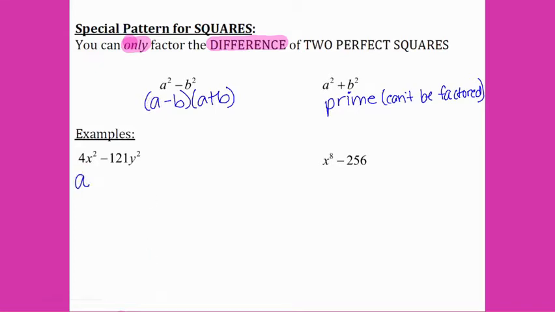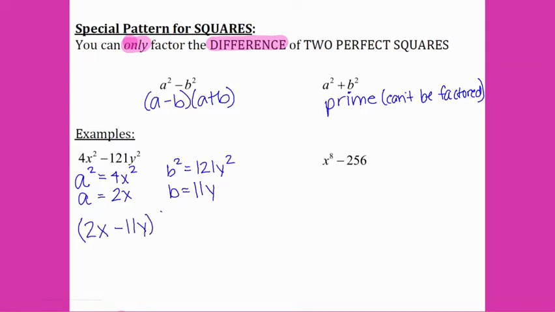So if a squared is 4x squared, then a would be 2x. If b squared is 121y squared, we take the square root, b would be 11y. Therefore, our factors are 2x minus 11y and 2x plus 11y.